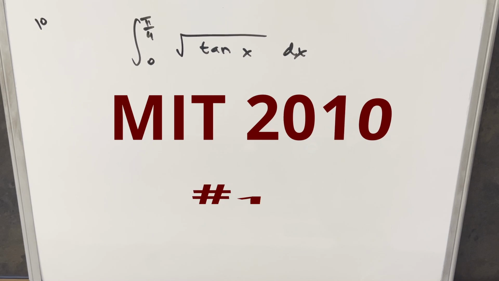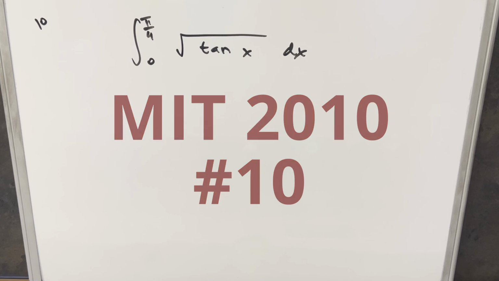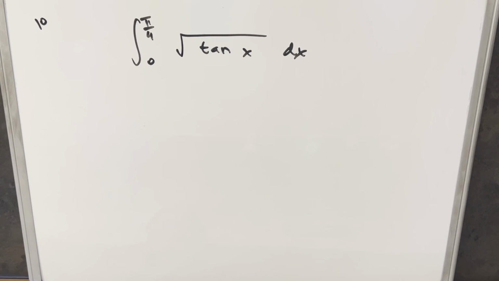Okay, we'll take another interesting integral from the MIT Integration Bee 2010, problem number 10. We've got the integral from 0 to pi over 4 of the square root of tan x dx. Okay, this was a really good one. I actually know two different ways to do this, so I'm going to do two videos, two different methods.